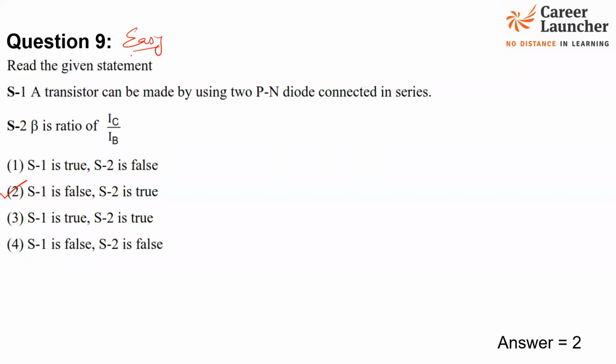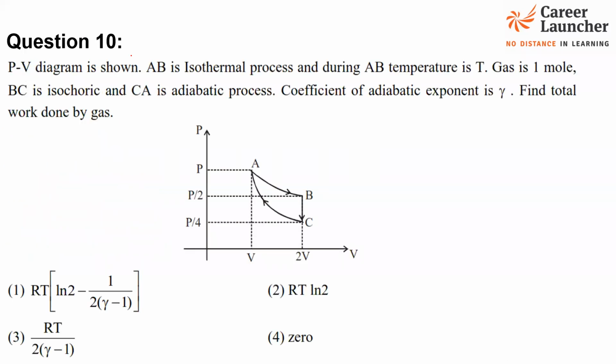Let's move to the next one. Question number 10. We have got a PV diagram. AB is an isothermal process where the temperature is T and pressure is reduced to half, means volume is doubled. Gas is 1 mole. Okay, so number of moles is 1. And the adiabatic exponent is gamma.